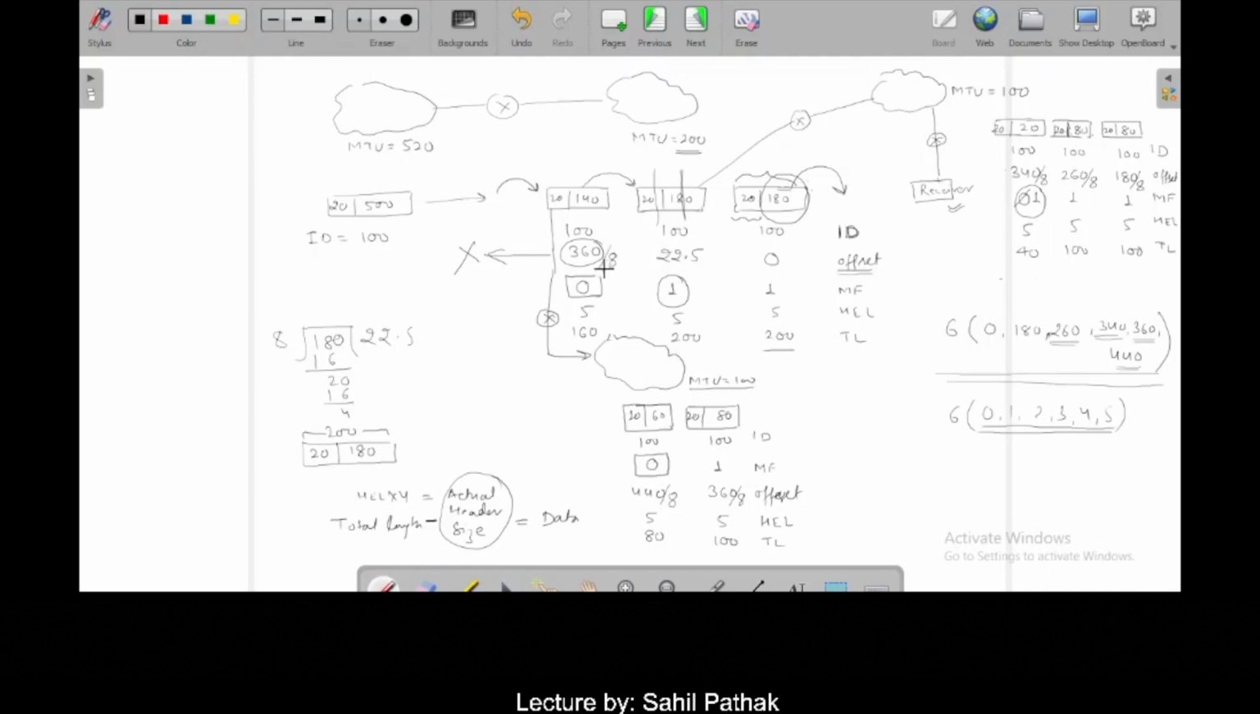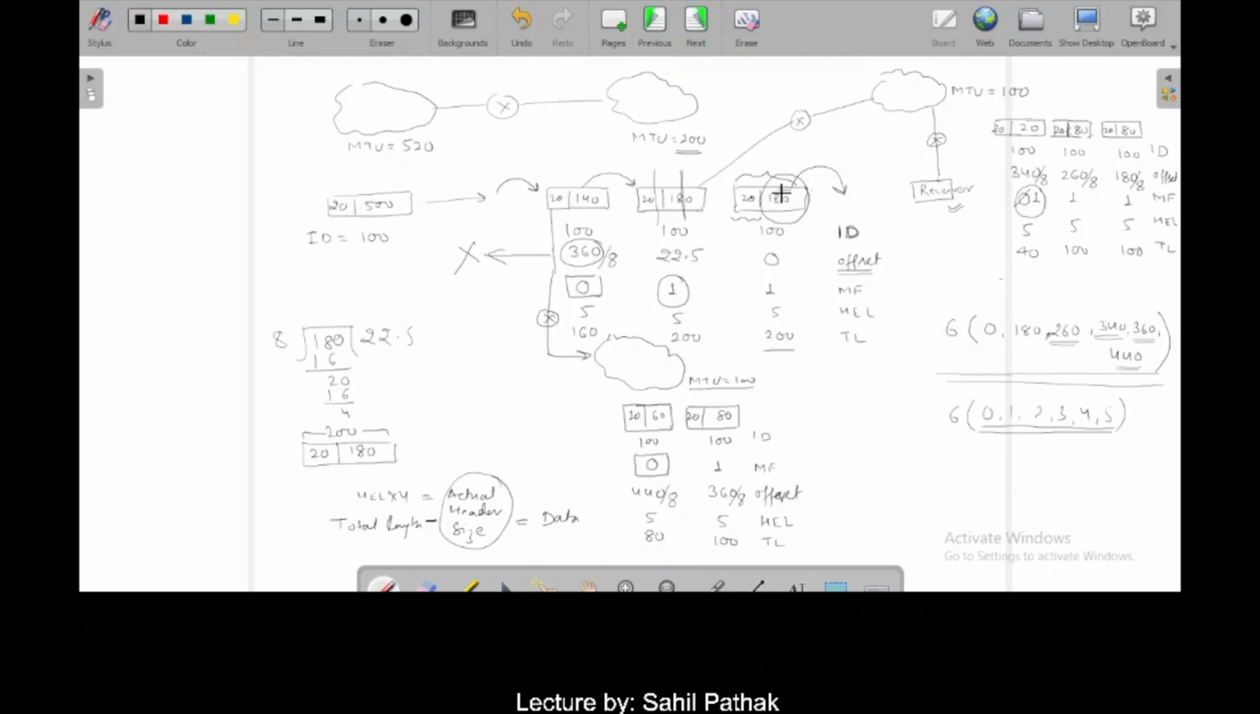If it is fully divisible by 8, in that case we will get an integer value over here. That means we have to divide the data values in such a way that they are divisible by 8, because when we divide 180 by 8 it comes out to be a decimal value.